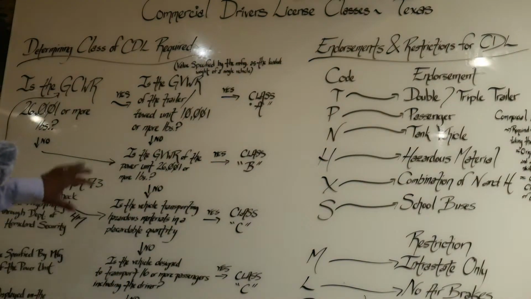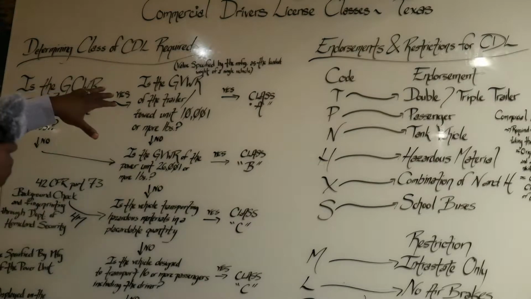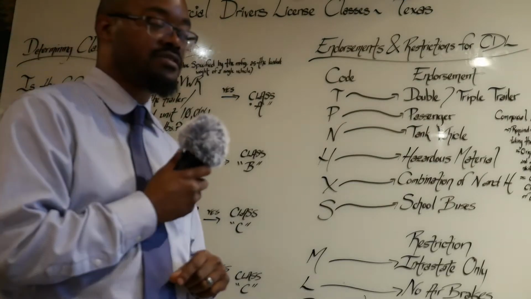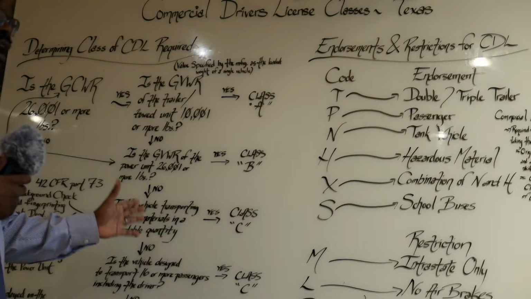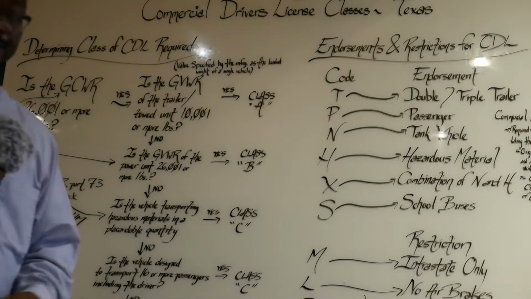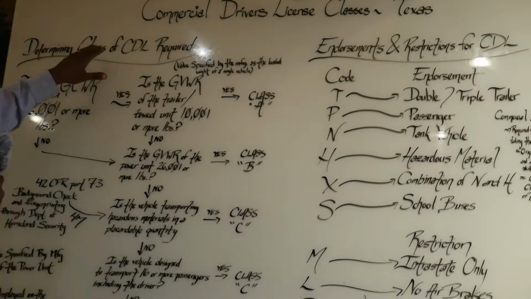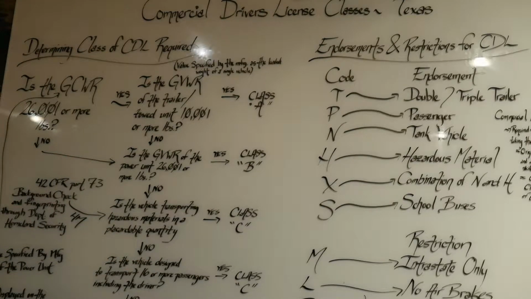What I've created here is a flow chart on the board that will show us exactly what class you will fit into if you're looking to get a CDL license. You may not actually even qualify for a CDL, or it may not be required for your particular situation. So let's go ahead and mosey down the flow chart. This is determining the class of CDL required. If you're listening on the podcast, just try to follow along, because obviously you can't see the board. Okay, the first question is: is the gross combination weight rating of the commercial motor vehicle that you're looking at 26,001 or more pounds?